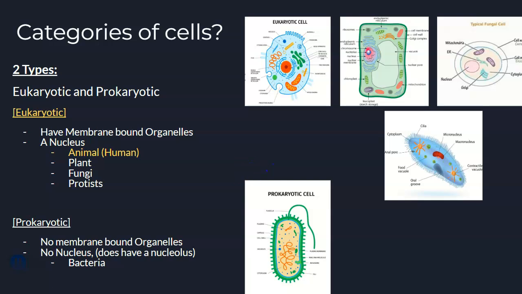It's important to know that we have two different categories of cells. That is eukaryotic and prokaryotic. Now, I know these words are kind of big, but we'll break down what these are and what they mean. Eukaryotic just means that the cell has a true nucleus, and it also has membrane-bound organelles. To keep it as simple as possible, those are the two main things that make a cell eukaryotic. There are 4 different types of eukaryotic cells.